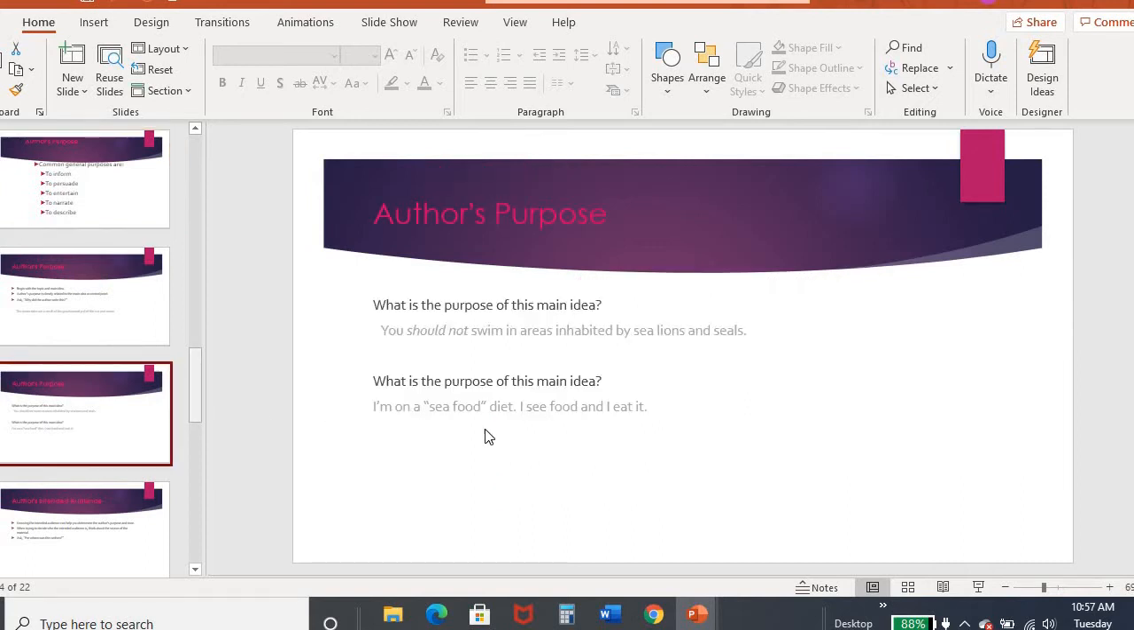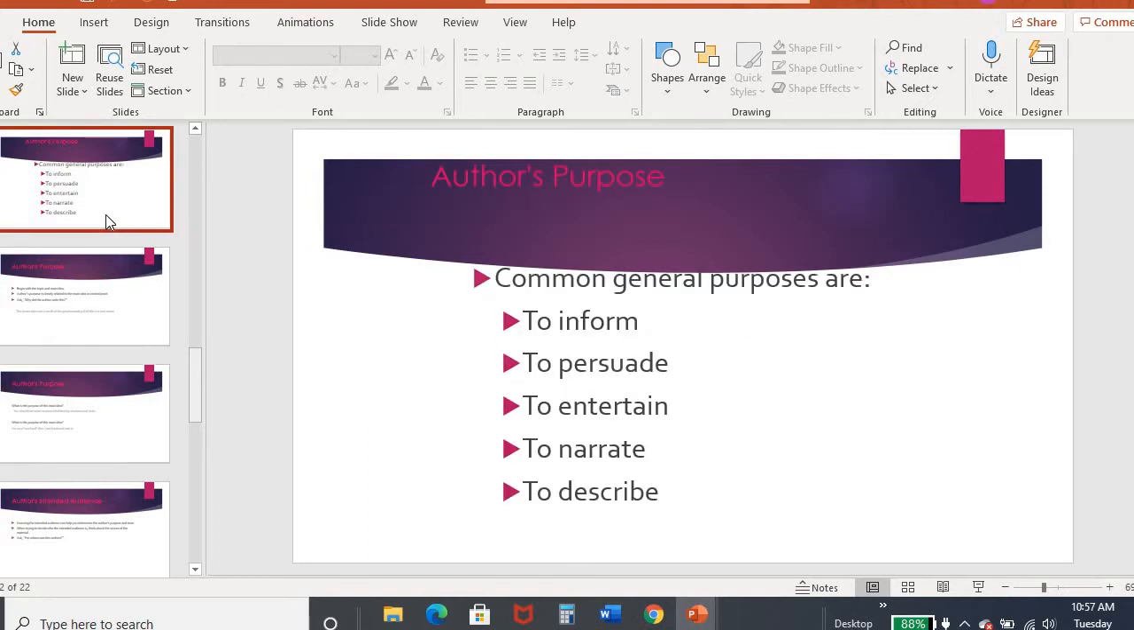And then look at this one. I'm on a seafood diet. I see food and I eat it. Obviously, that's supposed to be a little goofy. That's supposed to entertain. So again, those are the most common purposes.